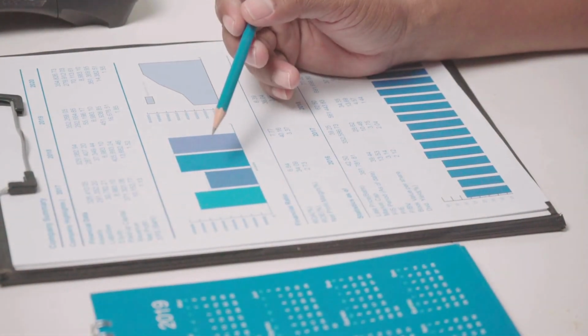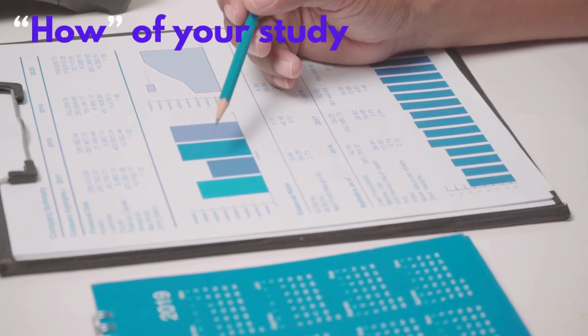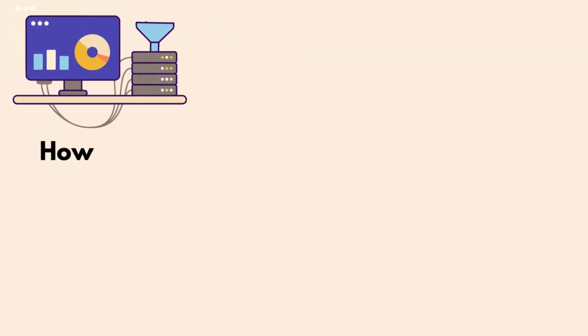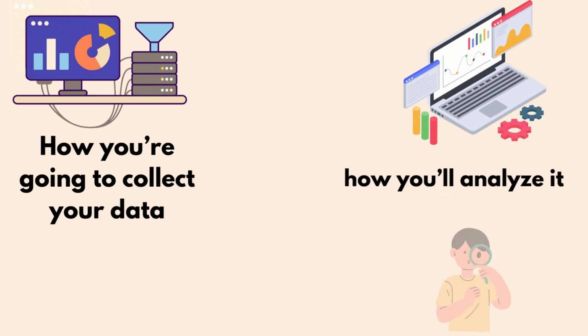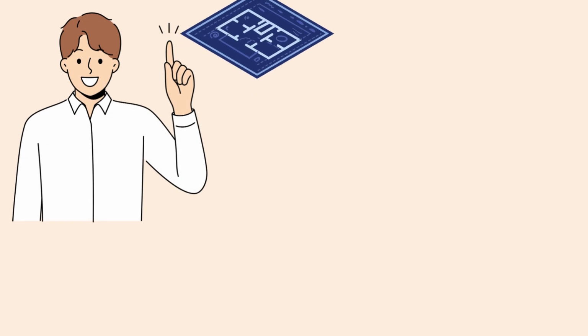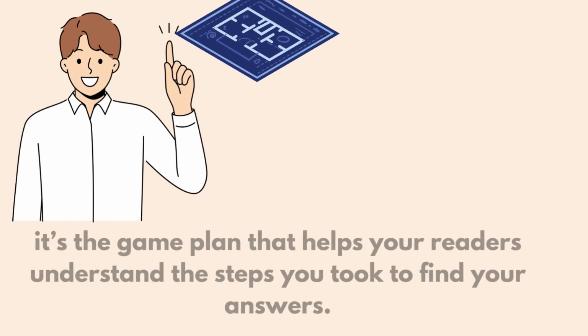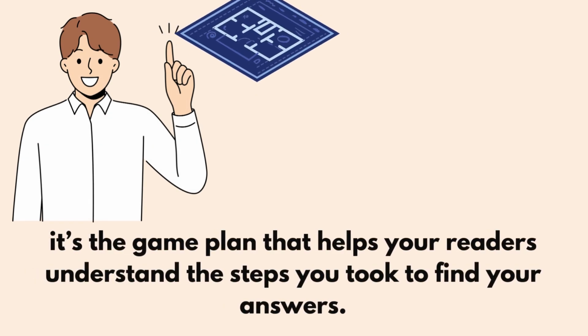In a research paper, the methodology is basically the how of your study. It tells your readers exactly how you're going to collect your data, how you'll analyze it, and why you've chosen these methods. Think of it as your blueprint. It's the game plan that helps your readers understand the steps you took to find your answers.